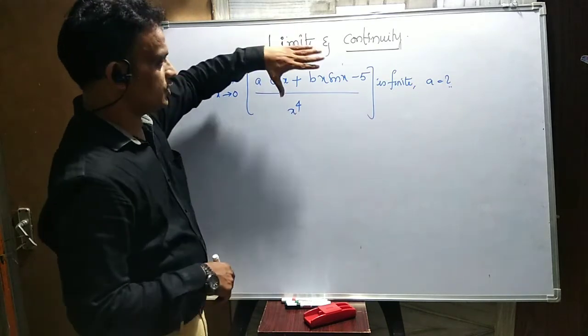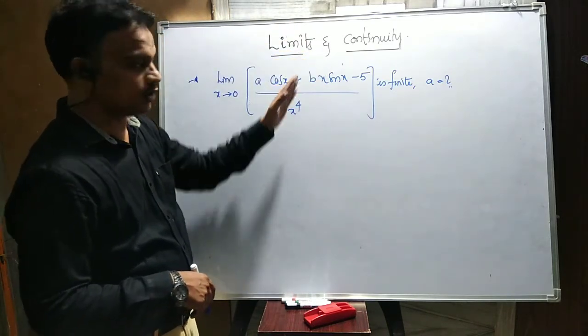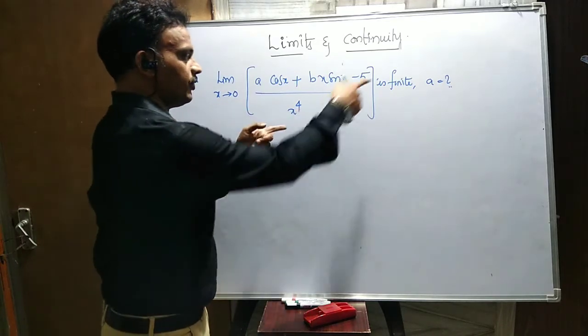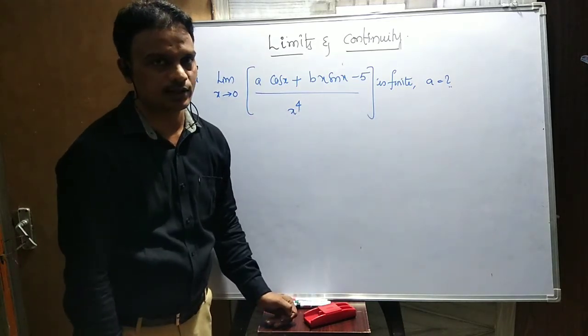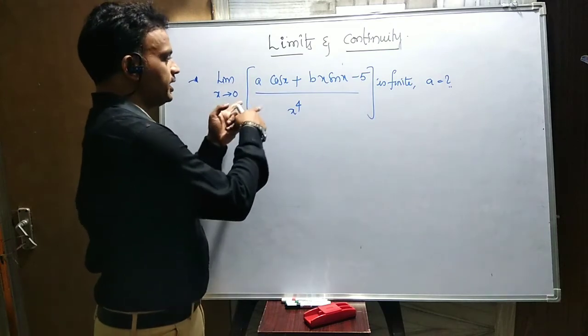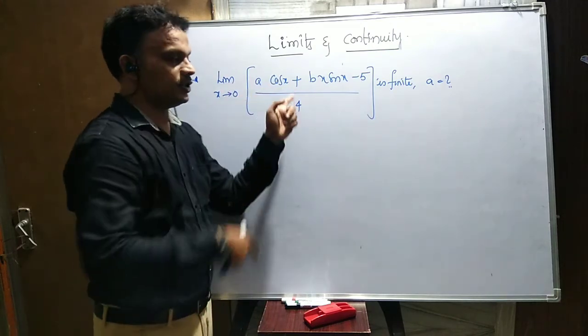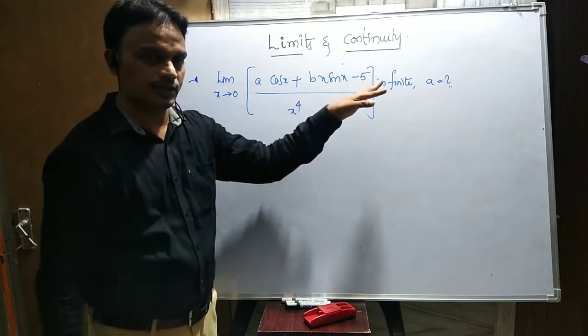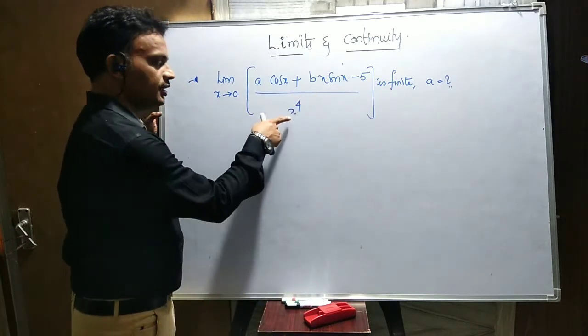If the numerator is 0, then only we are going to apply that L'Hospital rule. Then only the limit will be finite. Are you understanding my point? Whenever applying the limit gives the 0 by 0 form, then only we are going to apply the L'Hospital rule. Then the limit will be finite. Okay. Here the denominator is already 0.